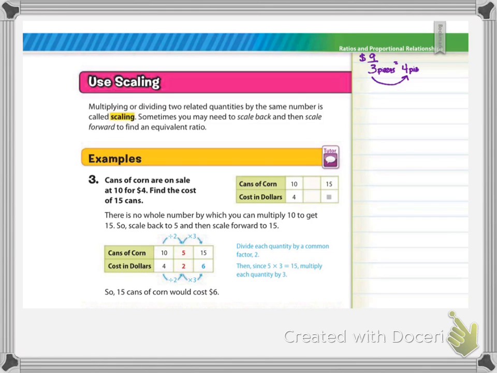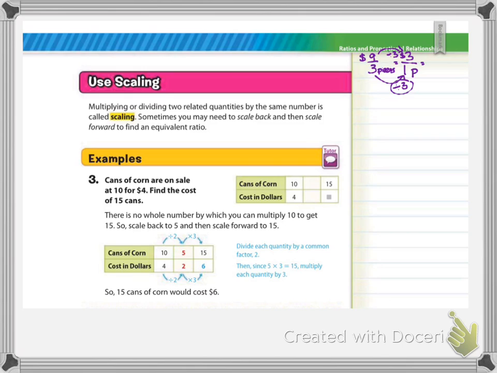So what you end up having to do is you end up scaling down, meaning you can figure out how much 1 pizza would cost. So if we put a 1 here, and I'm just using P for pizza, to go from 3 to 1, you would divide by 3. To go from 9 to something, you would divide by 3, only because we divided by 3 here, and you get $3 for 1 pizza.